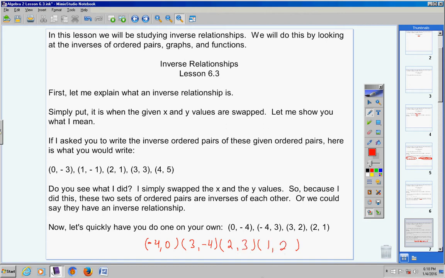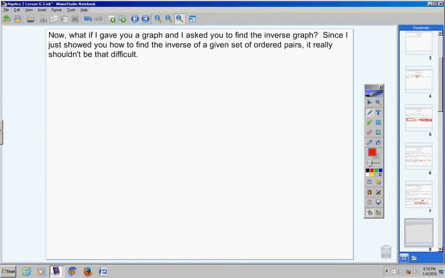And there's the answer. I just simply took all of my x's and my y's and I swapped places with them. Very simple, okay? In every ordered pair. Now, what if I gave you a graph and I asked you to find the inverse graph? Since I just showed you how to find the inverse of a given set of ordered pairs, it really shouldn't be that difficult if you'll think about it, okay?